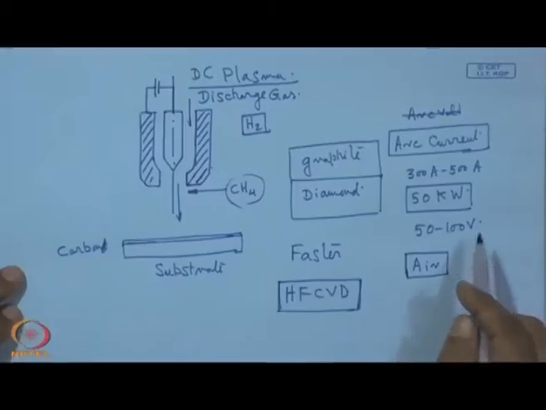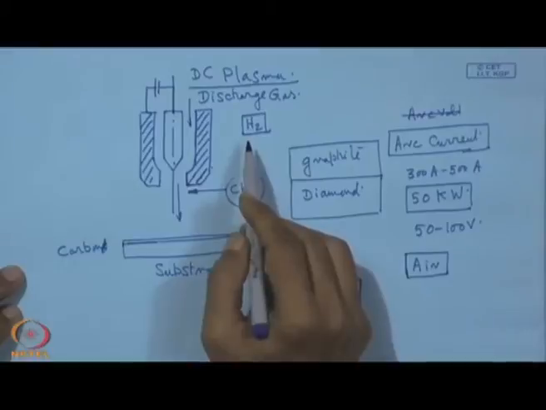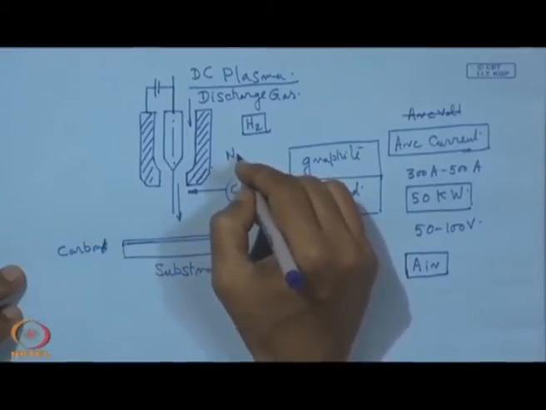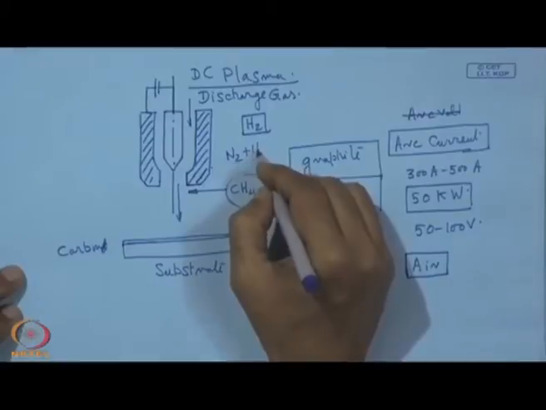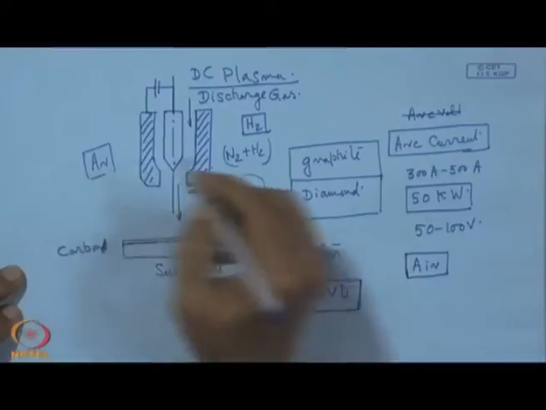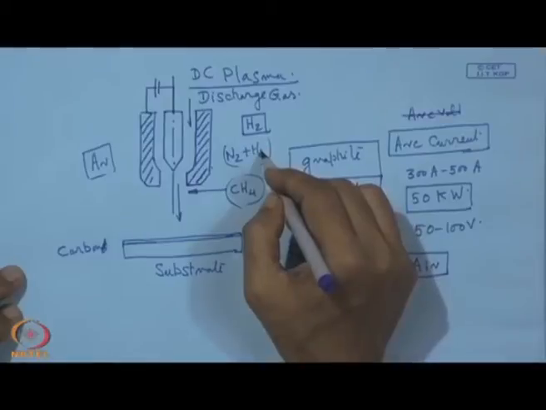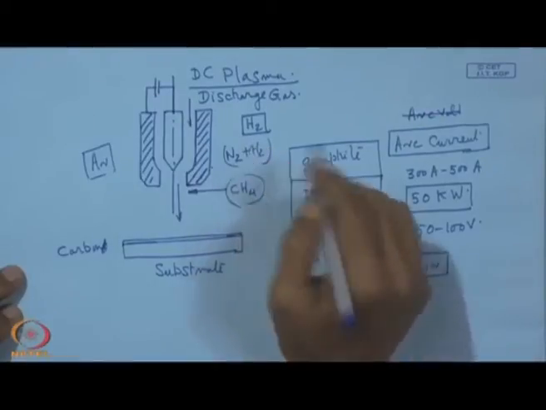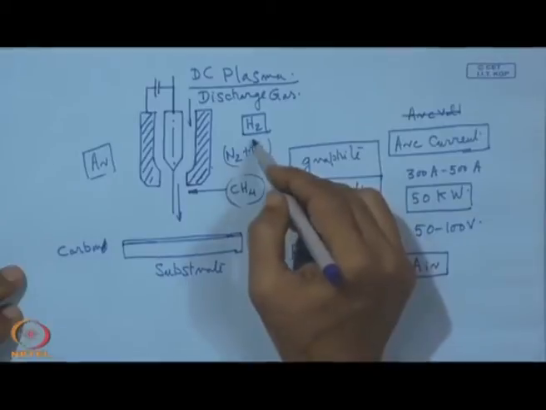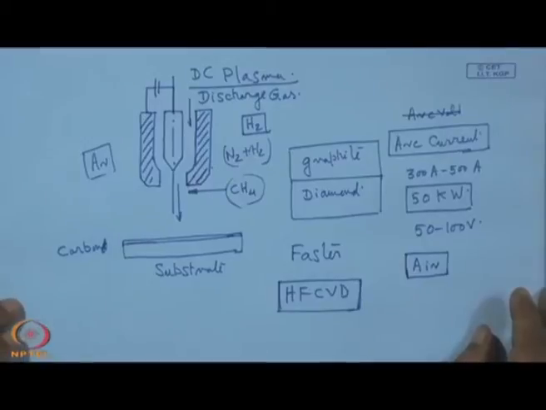Then also comes the discharge gas. Sometimes we use nitrogen and hydrogen, or sometimes it is also argon alone, but as we have said, nitrogen and hydrogen, being diatomic gases, are of immediate interest because the conductivity of hydrogen is also very high, and at the same time the enthalpy of formation is also very high. So, these are the two issues one has to also consider.